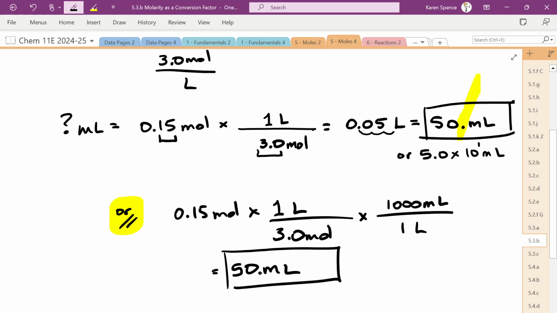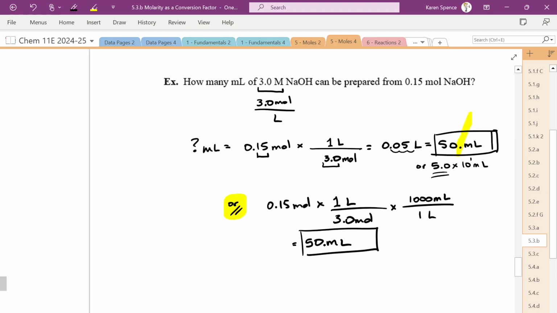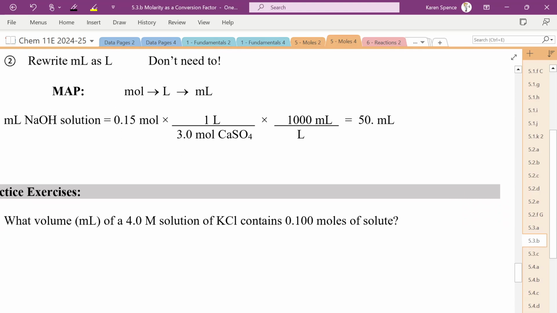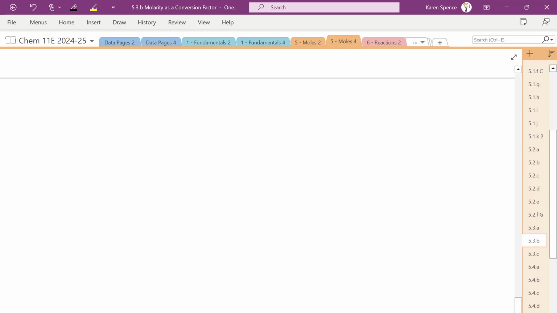Is that good? Yes. Either of these is okay: 5.0 times 10 to the 1 or 50 point. Yeah? Cool. Okay, let's see if that was it for this. So we had that. There's some practice exercises. Is there anything else? No.